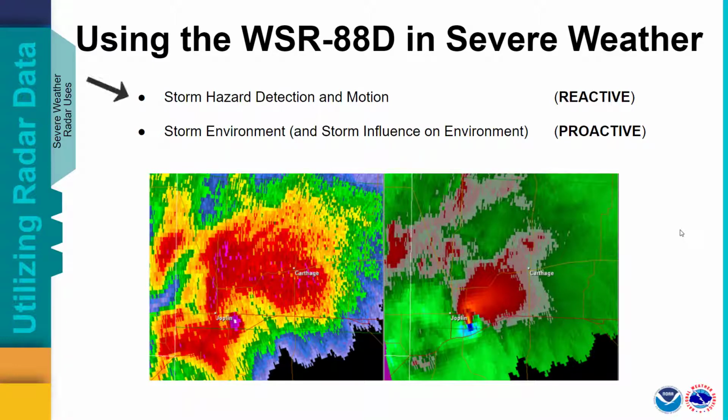First, storm hazard detection and motion, which we use in a reactive sense to issue warnings. And second, near storm environment and storm influence on environment, which we can use to proactively try to anticipate the first item, hazard detection and motion. Our focus in this module is the second bullet.